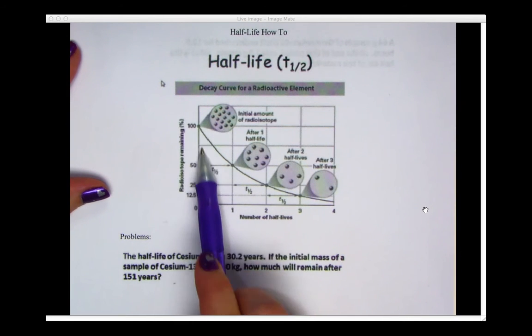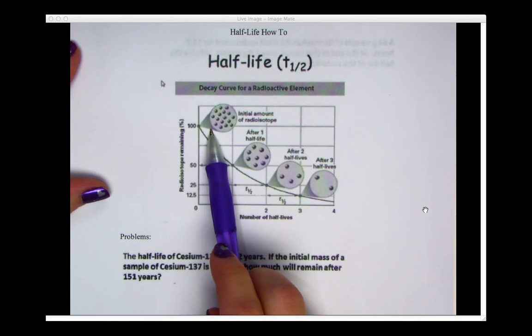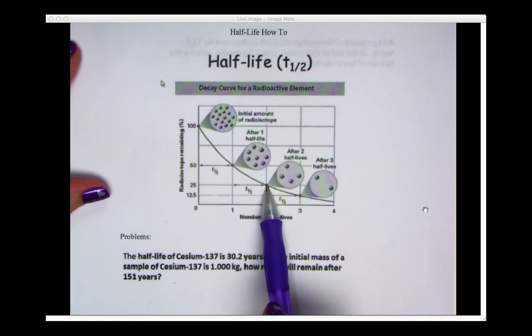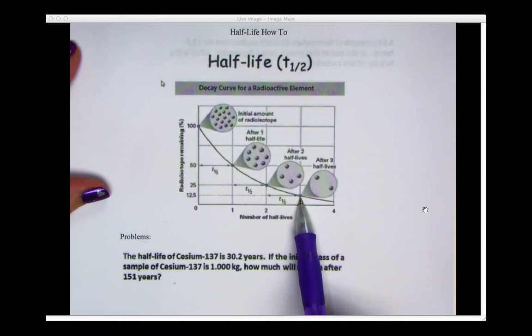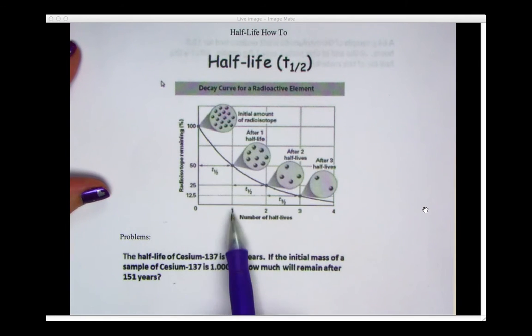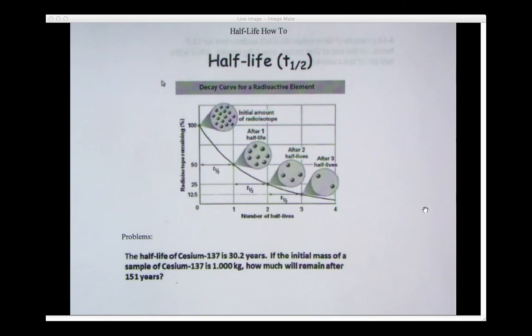So if we only go through one half-life, which would be right here, we're going to have 50% of our sample left. If we go through 2 half-lives, we should have 25% of our sample left. If we go through 3 half-lives, we're going to have 12.5% left, and it just keeps getting smaller and smaller. But this is with percentages and not with amounts, so we're going to go through some practice problems showing you the easiest way to go about solving these half-life problems.